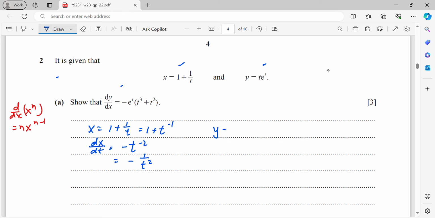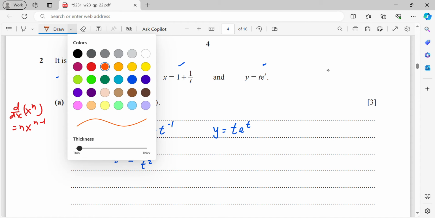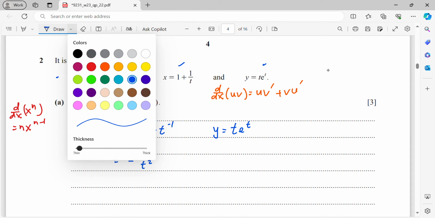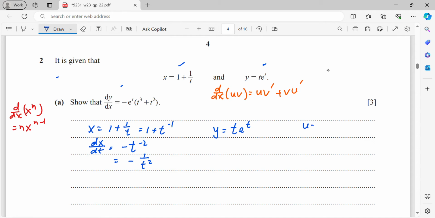Now, my y equals t e^t. So this is product rule. So my product rule, d over dx of uv, is u v prime plus v u prime. Here I will write my u equals t, so u prime is 1. My v is e^t, my v prime is also e^t. So it means that my dy/dt is basically t e^t plus e^t times 1.